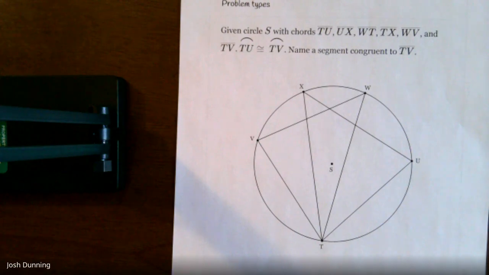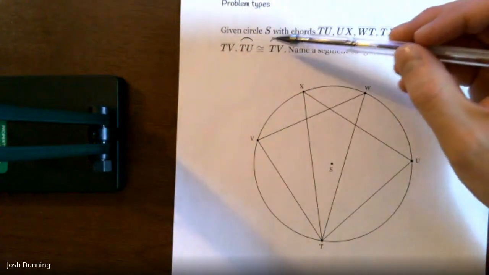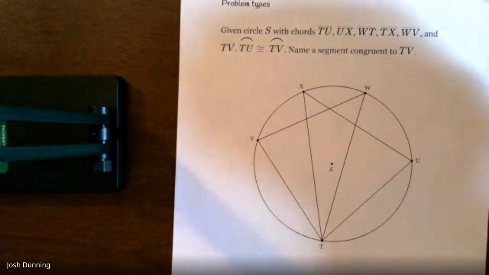All right. Now, this question says, given circle S, circles are named sometimes for their centers, with chords TU, UX, WT, TX, WV, and TV. All that's doing is just describing the diagram. Then it says arc TU is congruent to arc TV.